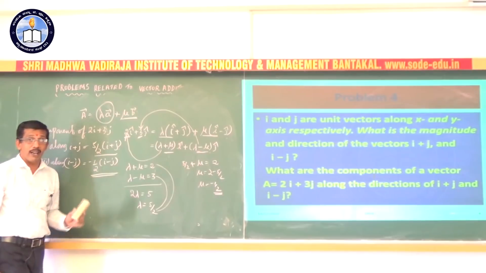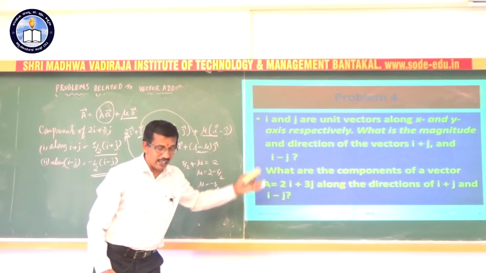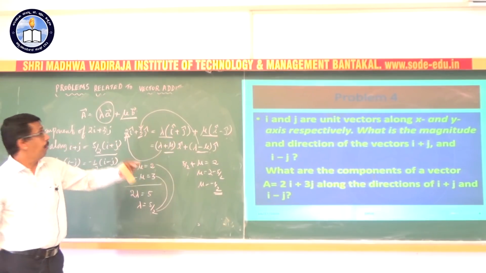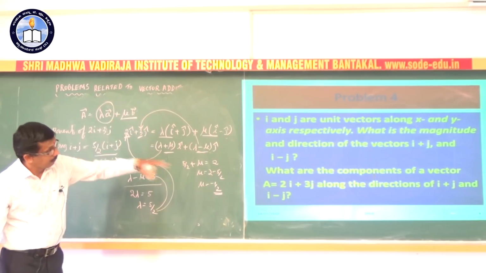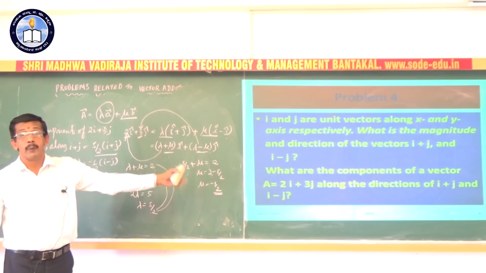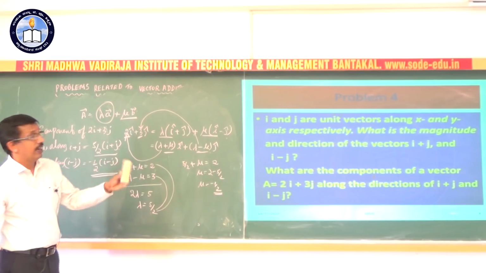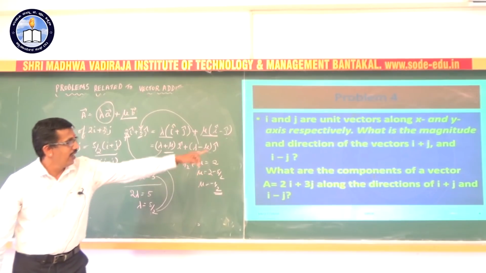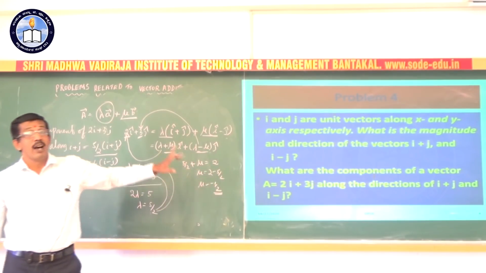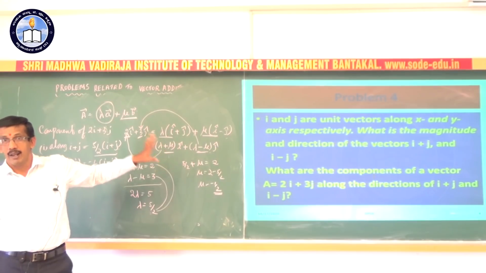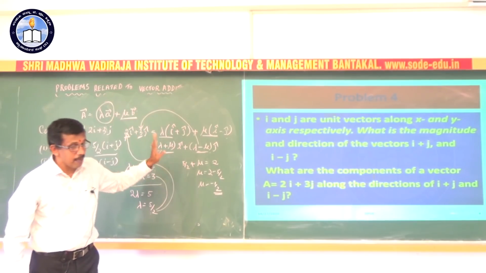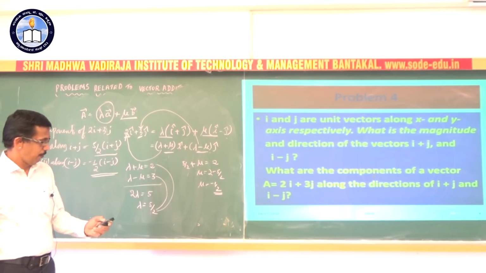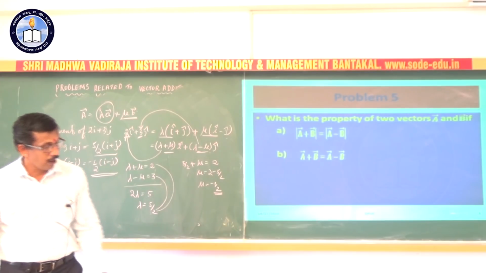This is how we are finding the component of one vector over two different vectors. Component of a given vector in the direction of two different vectors lying in the same plane. You see all the three, vector A, i plus j, i minus j, all lying in the xy plane. All the three lying in the same plane. This is about problem number 4. Now we move on to problem number 5.